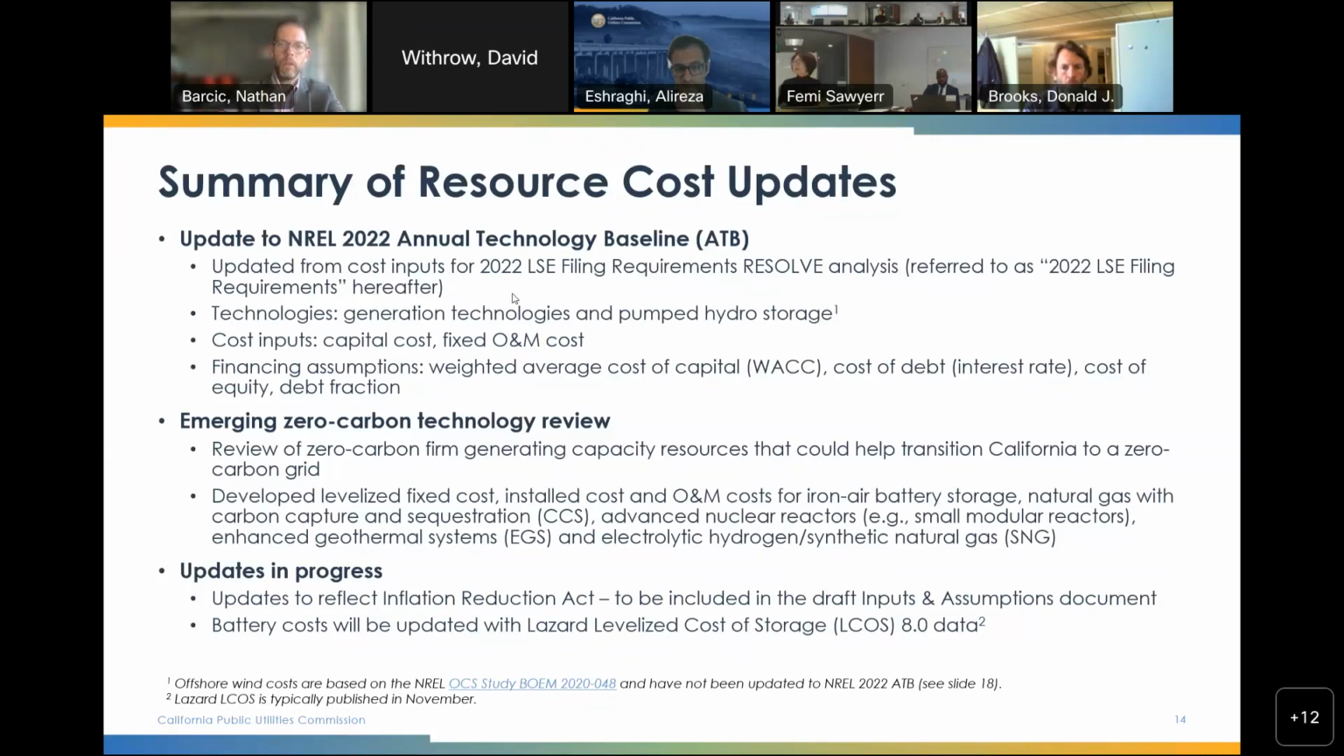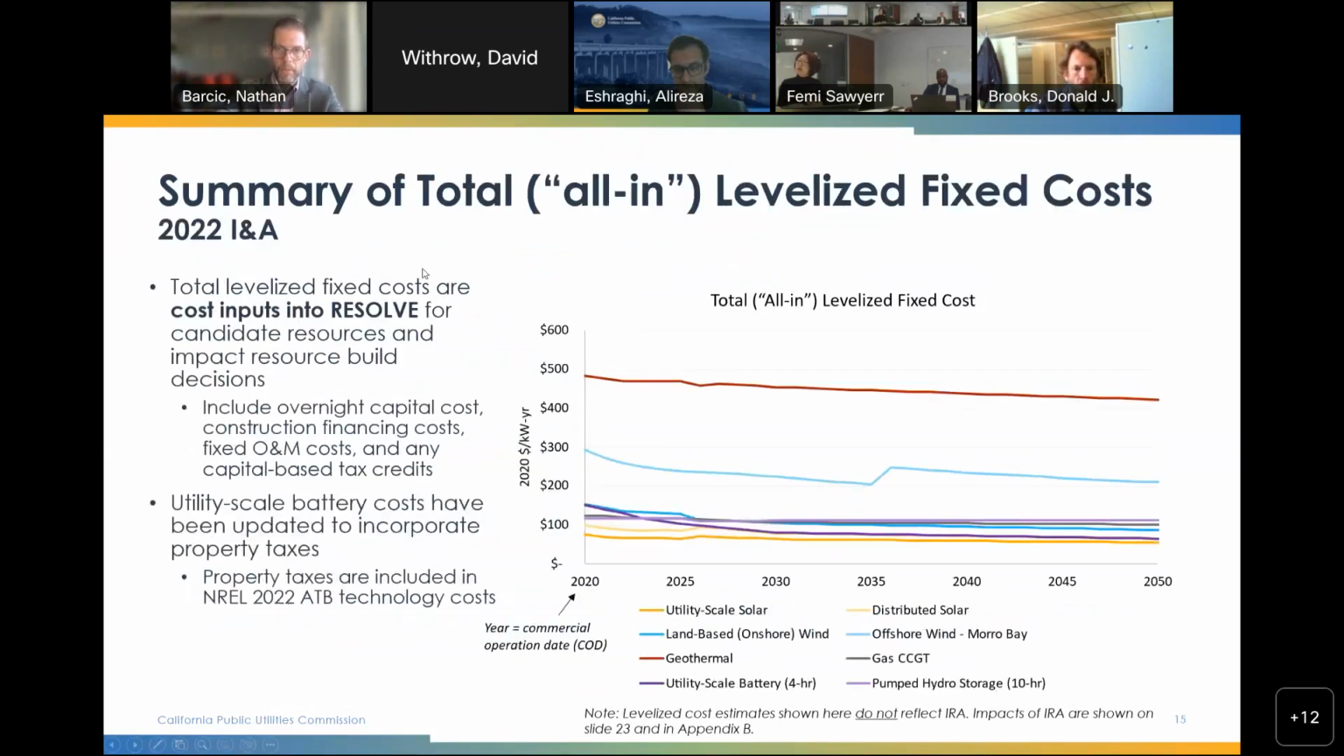So with these updates in mind, let's take a look at some of the results from this resource cost update. So if you could go to the next slide. So here we're showing the total levelized fixed costs for some of the key technologies that we're modeling in RESOLVE. So the total levelized fixed costs are the major cost inputs into RESOLVE, and they will have an impact on the resource build decisions in the model.